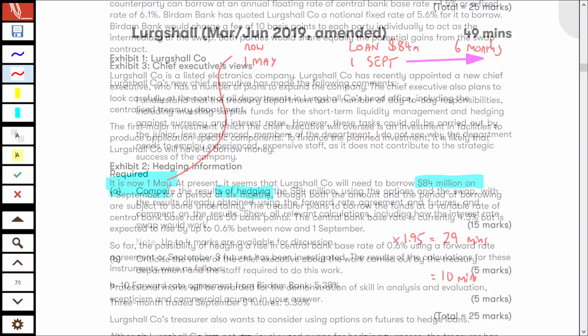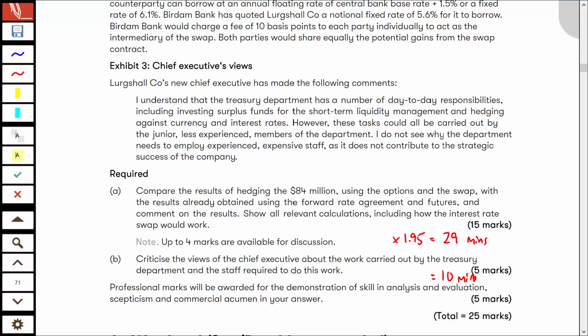Then in my answer plan, I would copy the requirements in and write in how long it's going to take for the technical parts, multiplying by 1.95 minutes per mark, and making sure that I understand that I am doing calculations for the options and the swap, but then I have to compare with the results already obtained for forwards and futures, and that there are marks available for discussion.